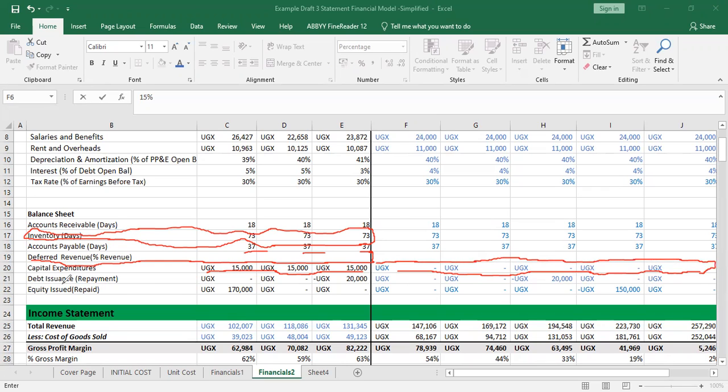Okay, then debt issuance or loan issuance and repayment. So when we get a loan, we usually pay it back. At this point, this company took a loan of 20,000. Sorry, I use these figures from dollars, but I just wanted to keep Uganda shillings. So they picked 20,000. They are supposed to pay back this amount of money. They were given a loan, they're supposed to pay back. So here it's actually supposed to be positive.